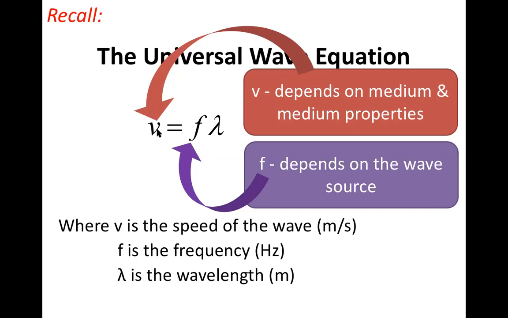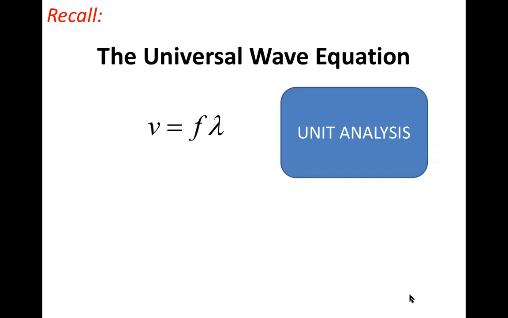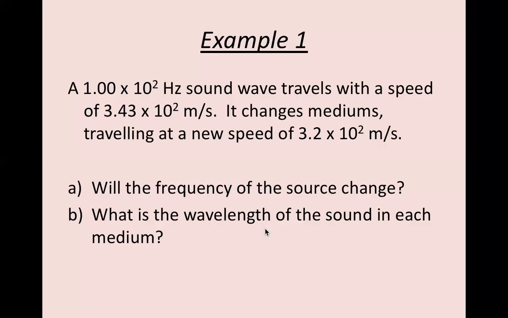What happens if V is constant? Then F and lambda are inversely proportional. So you should think about the different combinations. For unit analysis, which we should always do, did you notice that the SI unit of frequency is hertz, just like we had last year? Hertz means per second. So that's meters per second, and we do get speed units.